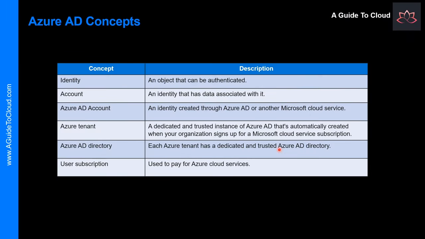So let's have a look at some of the Azure AD concepts. Identity is a thing that can get authenticated. An identity can be a user with a username and password. Identities also include applications or other servers that might require authentication through secret keys or certificates. So what are accounts? Accounts are an identity that has data associated with it. You cannot have an account without an identity.